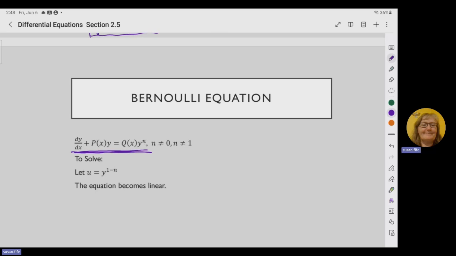If n is 0, then that y to the 0 would drop out and the equation would be linear. If n is 1, then this right side, q of x would be multiplied by y to the first, or just y. And then you'd have these two y terms, which you could combine, and it would be linear. It would also be separable.